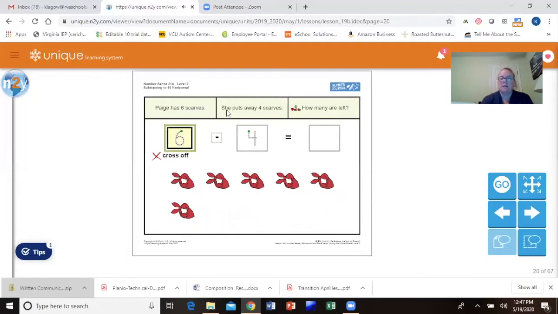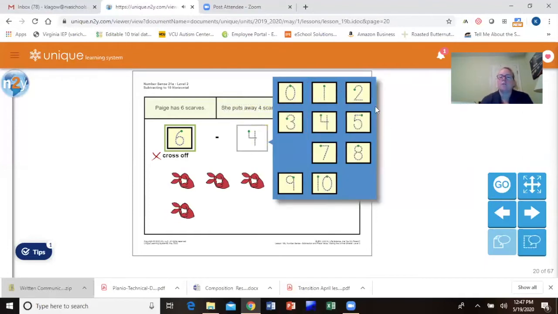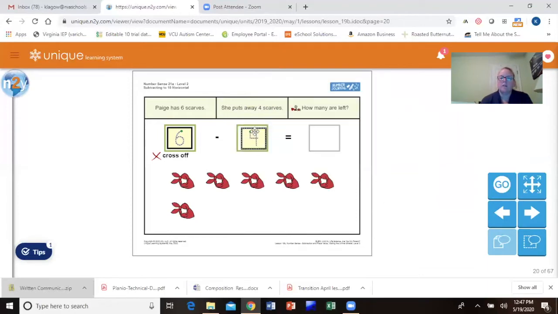Minus. She puts away four scarves. Let's find the number four. Point to it. You pointed here, you are correct. Six take away four equals?